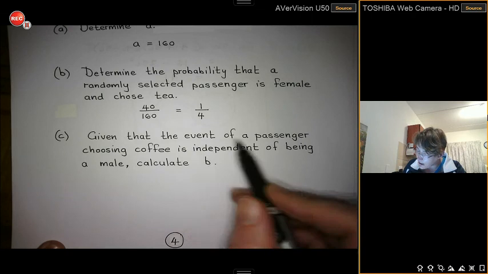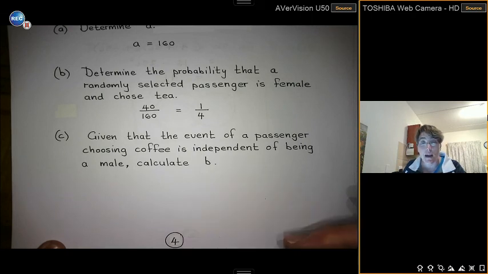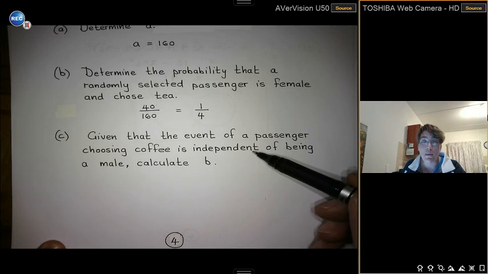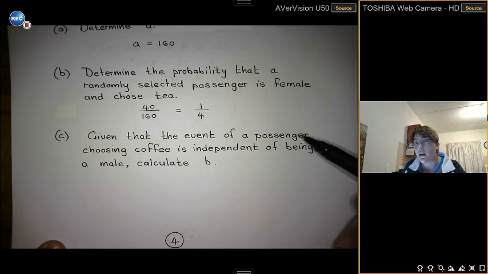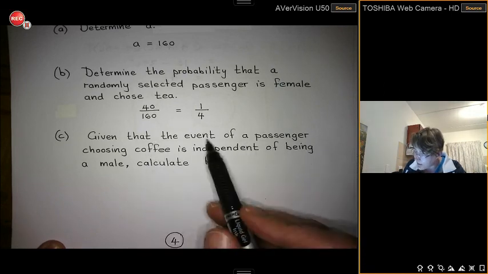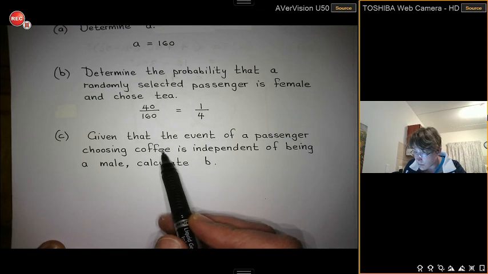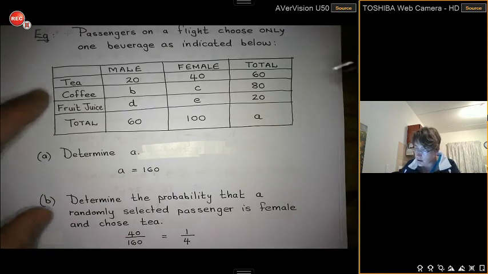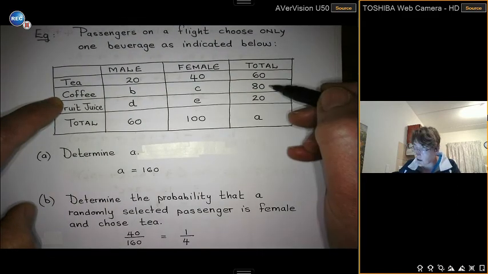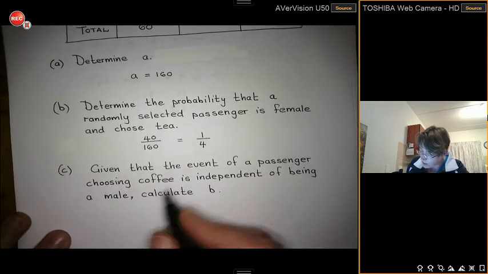Now this word independent we're going to discuss a little bit later on, so I'm going to just quickly talk you through it. But if you are confused as to why I do this, in the next video I'm going to talk about mutually exclusive events and independent events, and then hopefully that'll jog your memory on this one. So we're saying the event of a passenger choosing coffee, so choosing coffee there is going to be 80, because there are 80 people that chose coffee out of 160. So that's the probability of choosing coffee.